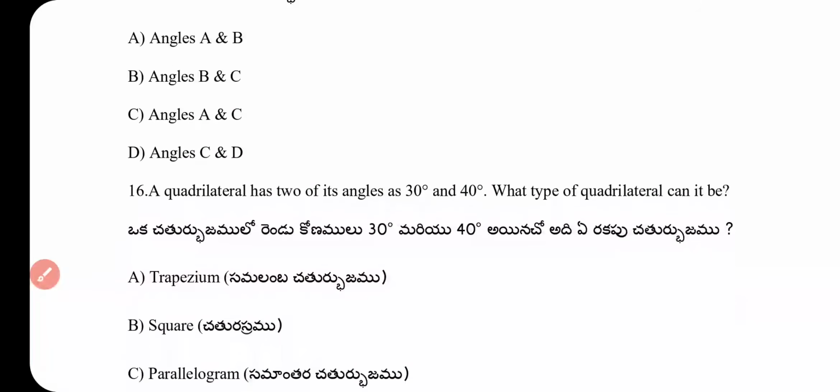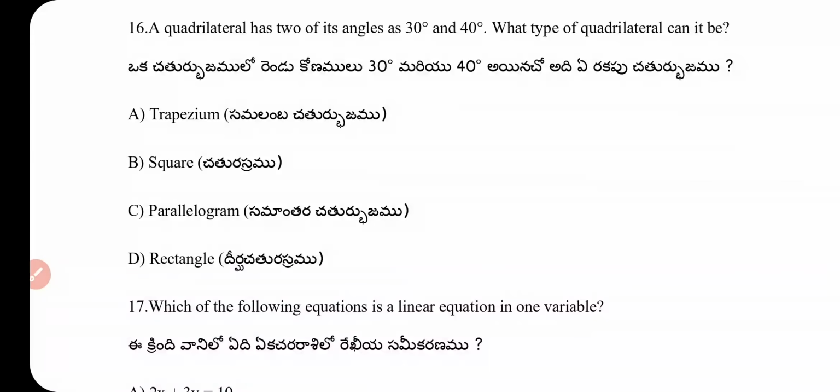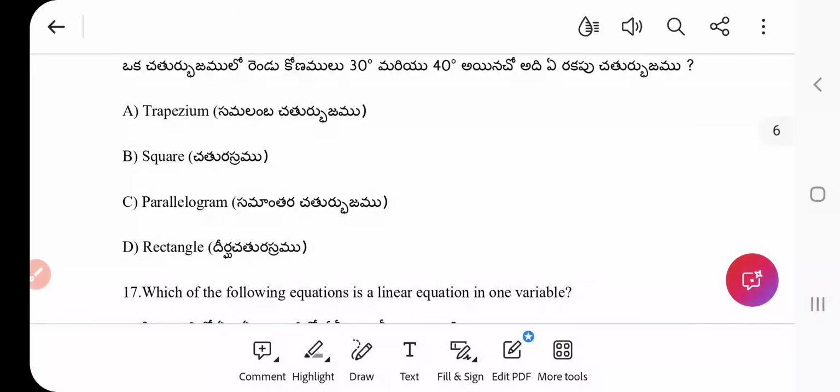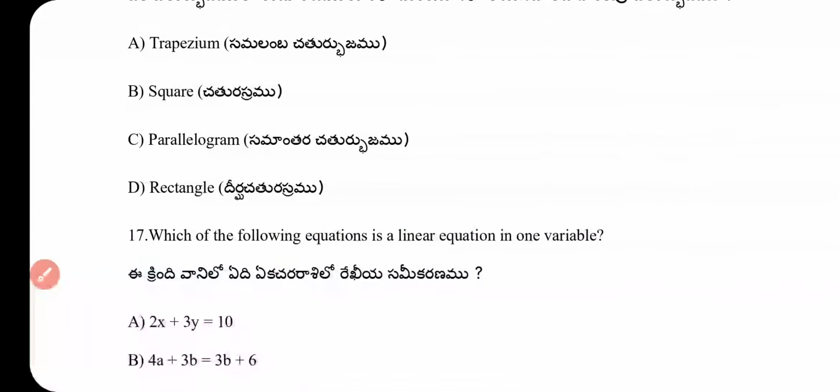Question number 16. A quadrilateral has two angles, 30 degrees and 40 degrees. What type of quadrilateral can it be? Trapezium, square, parallelogram, rectangle. Correct answer, trapezium. This is a trapezium.